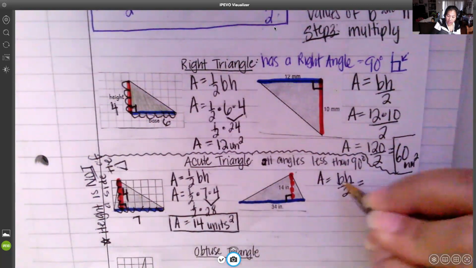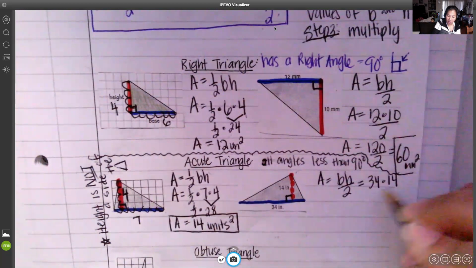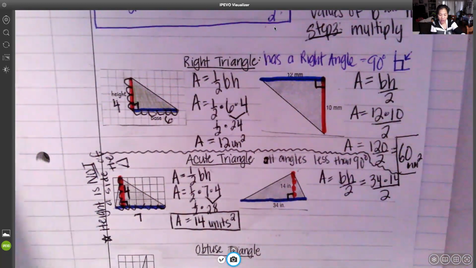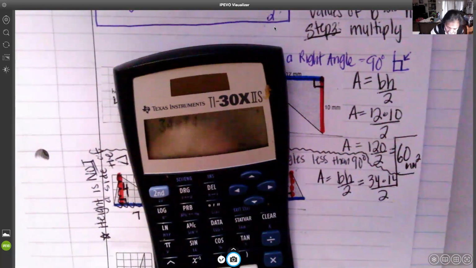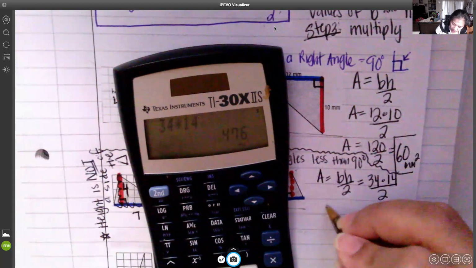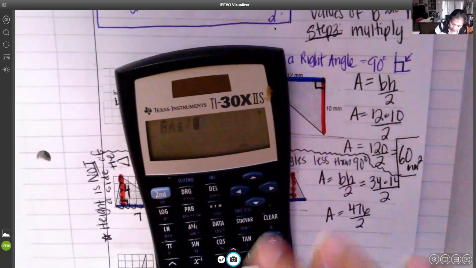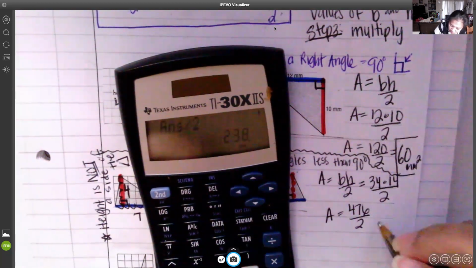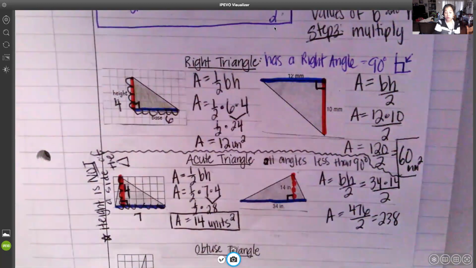And then we plug in our 34 for the base, times our 14 for the height, all over 2. And I'm just going to use my calculator for this one. I'm going to simplify the numerator. So turn on. So 34 times 14, that equals, so far A equals 476. Divide that by 2, and that is 238. And there we go. So that's our numerical value.